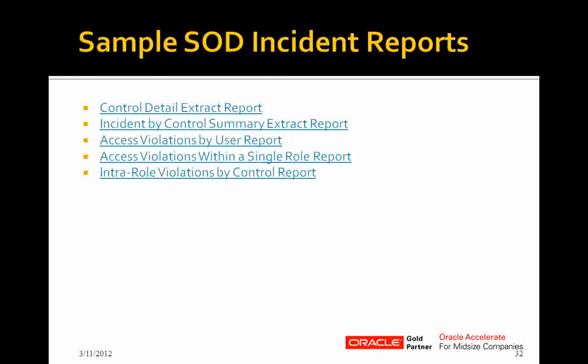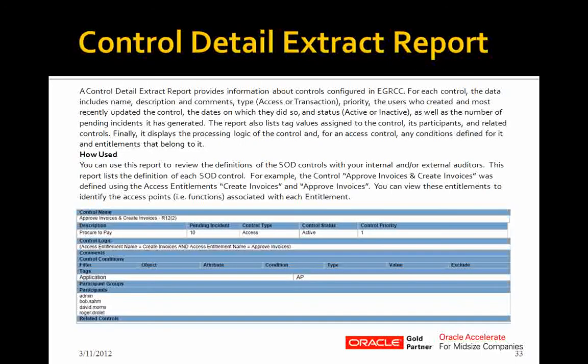Okay, now this is some of the sample output. These are the various reports that we provide you. The first one is what is called the control detail extract report. This is essentially a printout of the definition of each control. Now this one shows approve invoices and create invoices. It shows you that the control logic is made up of two entitlement names, create invoices and approve invoices.